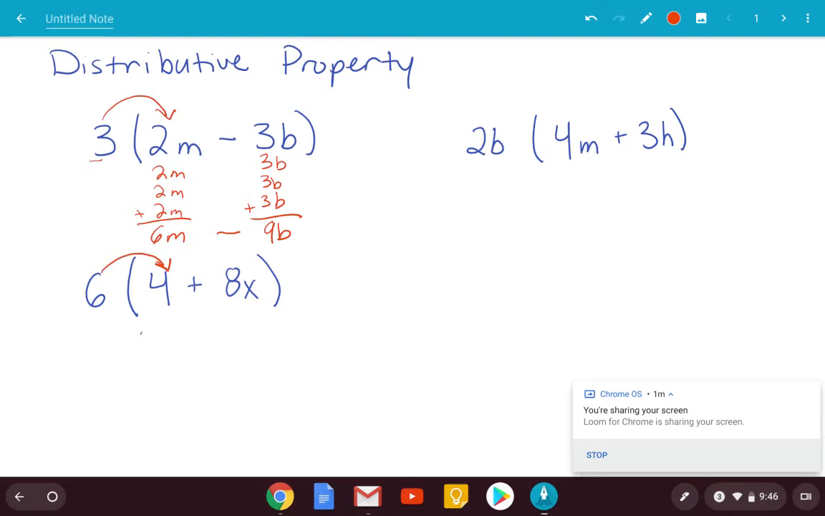So if I did 6 times 4, that's 24. And if I did 6 times 8x, if I have 6 groups of 8x, that is 48 x's. And then I still have my addition sign. So 6 groups of 4 plus 8x is 24 plus 48x.